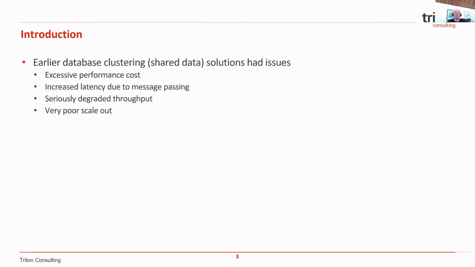So in terms of this introduction here, there were earlier what I call database clustering solutions, which is the idea of coupling multiple systems together to have shared access to data. And we'll talk about some examples at the end of this slide, but if we look back at them, this is nothing to do with Db2 data sharing, this is what the previous implementations were about. There was excessive performance cost in terms of CPU cost and also not being able to meet the response time requirements. A lot of that performance problem was due to message passing.